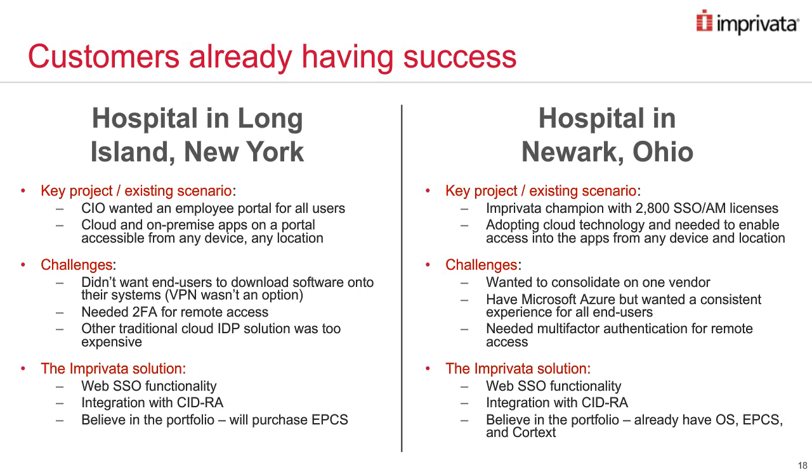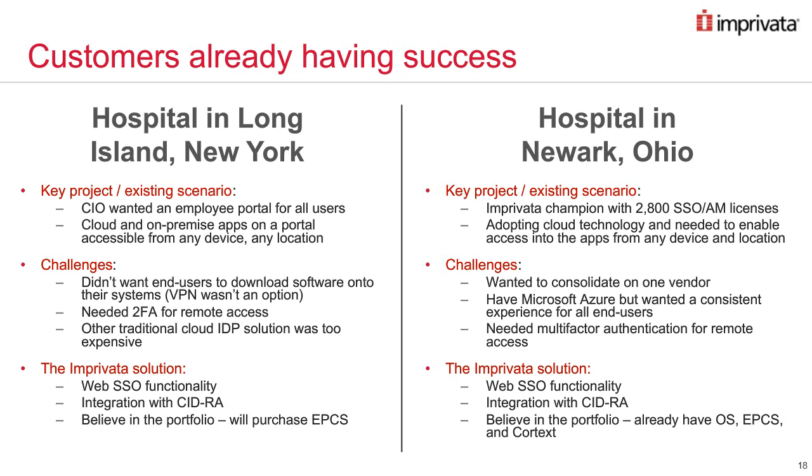Then we have another customer in Newark, Ohio. They were an Imprivata champion. They've got 2,800 SSOAM licenses. They were adopting cloud technology, and they needed to enable access into the apps from any device and any location. So, again, they looked at Web SSO functionality for that same seamless experience on-premises and cloud applications.